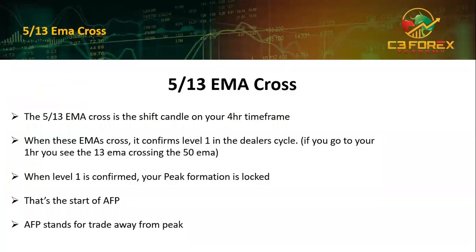So next, we got our 5 and our 13 EMA cross. All right. The 5 and 13 EMA cross is a shift candle in your 4-hour time frame. When these EMAs cross, it confirms level 1 in the Diller cycle. If you go to your 1-hour time frame, you'll see the 13 EMA crossing your 50 EMA. When level 1 is confirmed, your peak formation is locked. That's the start of AFP. AFP stands for a trade away from peak, or away from peak.